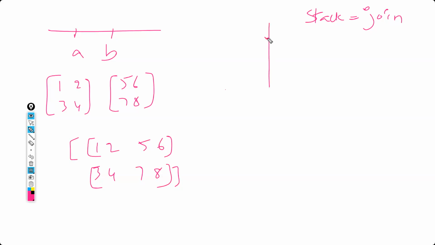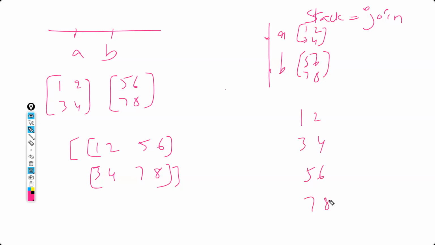Vertical stack, that is A and B. That is nothing but 1, 2, 3, 4, 5, 6, 7, 8. Now in this case, if you combine, it means A on top, B below at the bottom. Top and bottom is called vertical stack. Side by side is called horizontal stack. Now in this case, what you are going to get? A shape of 4 rows with 2 columns. Two of them are combined into 1.